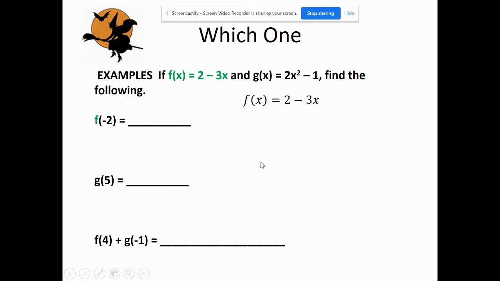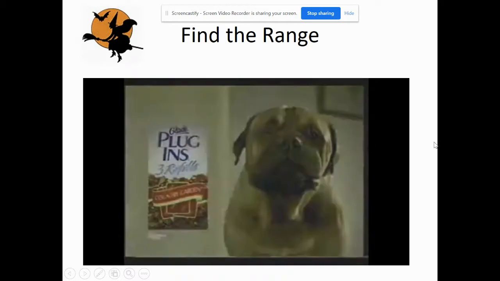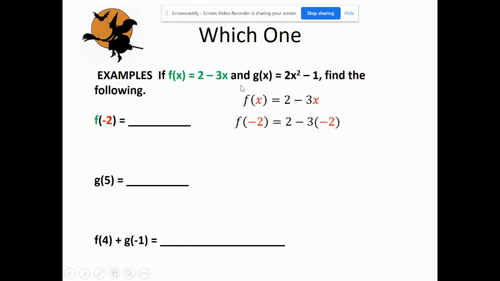And if f is -2, I'm going to plug it in as reference. I'm going to plug a -2 into the problem. And notice I wrote out the 2 minus 3, and I put in parentheses where the x is. I'm putting -2 in it. Well, -3 times -2 is +6, and 2 plus 6 is 8. So f of -2 is 8.